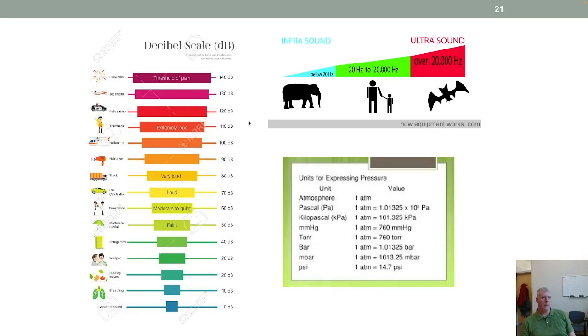Right? A police siren, 120 decibels. Trombone, 110, etc. Hair dryers at 90 decibels. A conversation, moderate to quiet, is about 60 decibels. Moderate rainfall is faint, about 50 decibels. Whispers at 30. And breathing's at about 10. So anyway, the decibel scale is used to measure the amount of pressure or the loudness of sound.